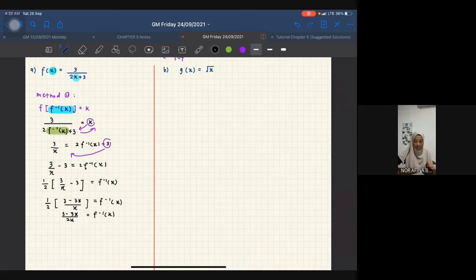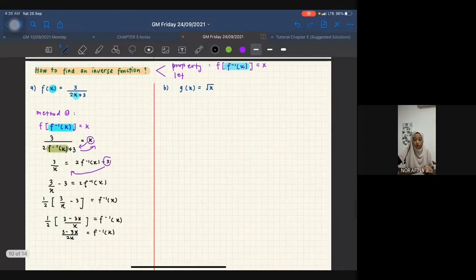Settle. Okay, so ini adalah method yang pertama. Okay, so awak akan guna property f of f inverse x is equal to x. Okay, so from there awak boleh pindahkan everything sampailah dapat f inverse x. Okay, let's look at the second example pula. So second example we have g of x is equal to sec x. Okay, so untuk cara yang kedua, so for the second method, method number 2.